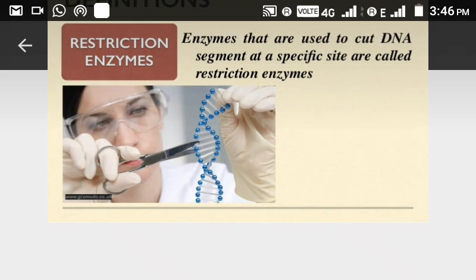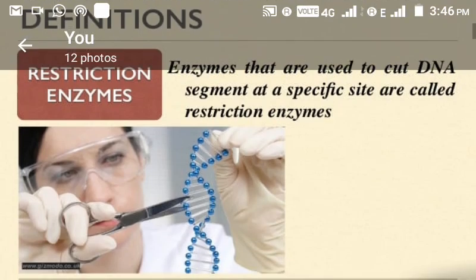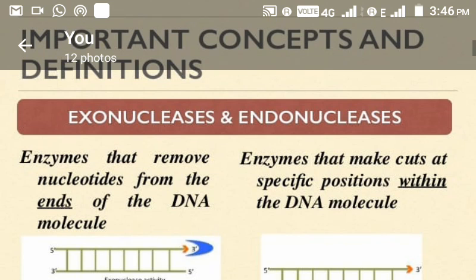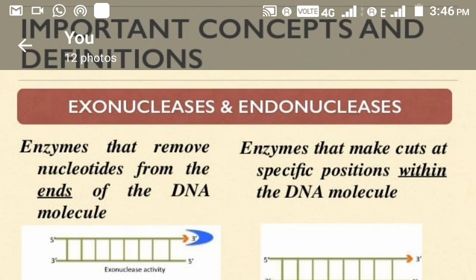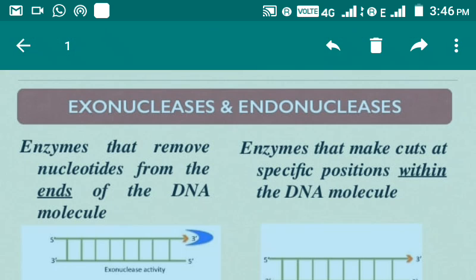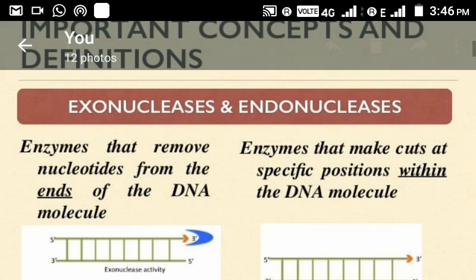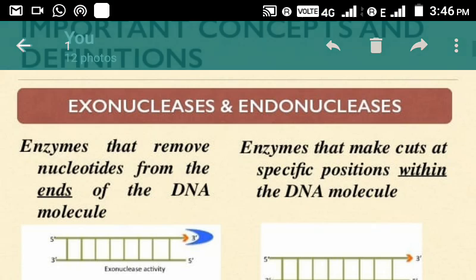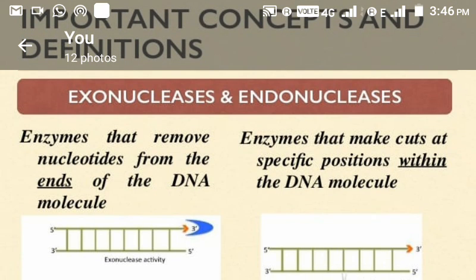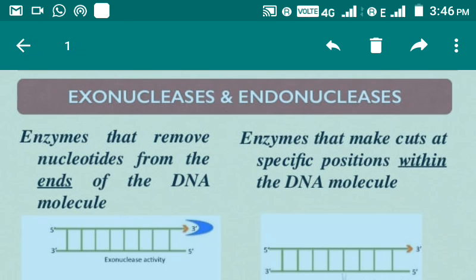In restriction enzymes there are two types. One is exonuclease and the other is endonuclease. This name has been given on the basis of their performance. Exonuclease is the kind of enzyme that removes nucleotides from the end of the DNA molecule.